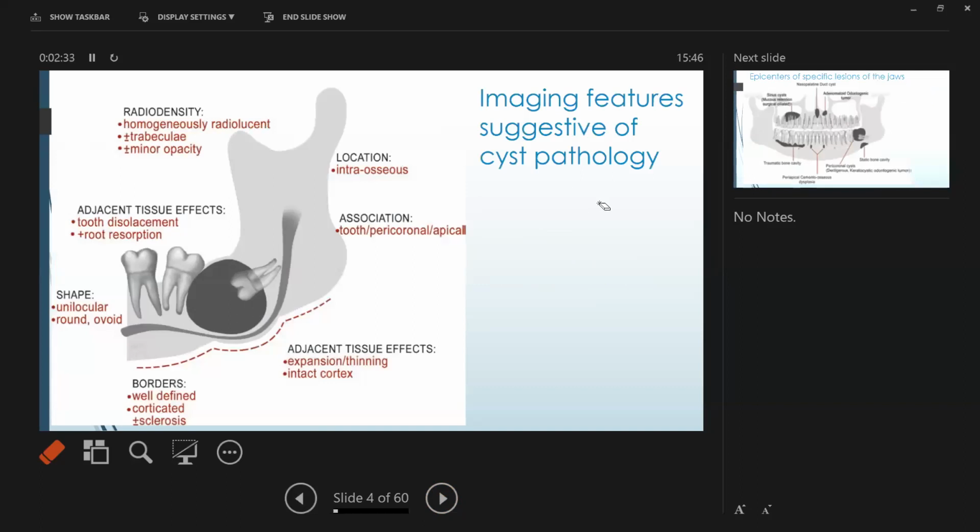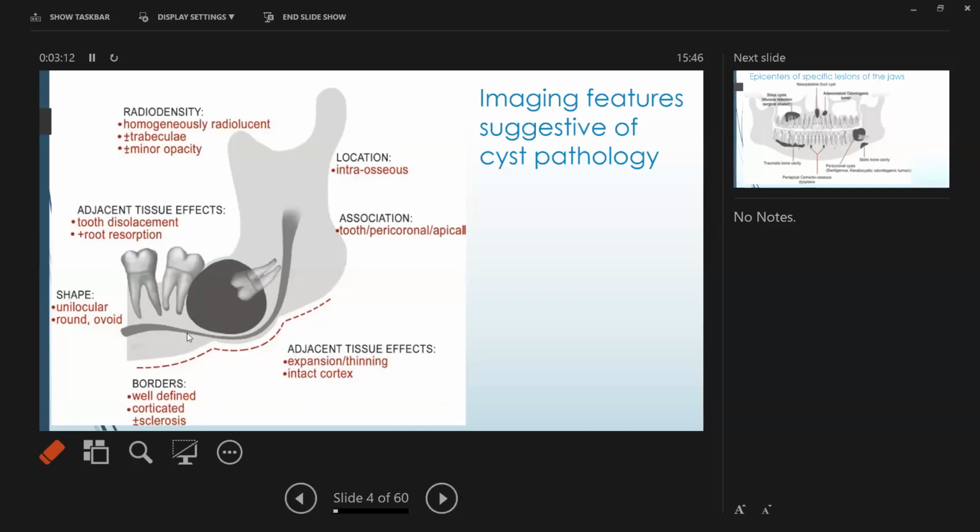Now coming to the imaging features which are suggestive of cyst pathology, you have these basic characteristics you have to define. One is the location, where exactly the lesion is, and then its association, whether it is associated with the tooth or with the pericoronal aspect of the tooth. The pericoronal is something which surrounds the crown, and the apical aspect is something which surrounds the periapex of the tooth. And whether it is an expanding lesion, thinning the cortex, or the cortex is intact. These are all features you're supposed to comment on when you are commenting on any cystic lesion.